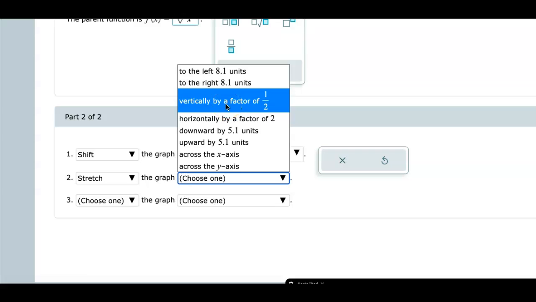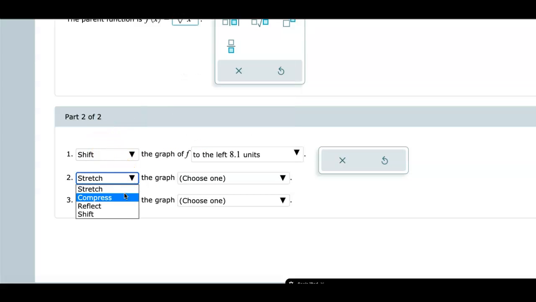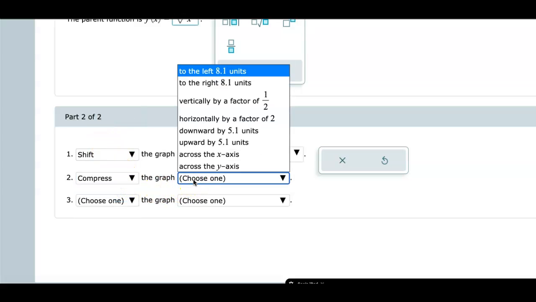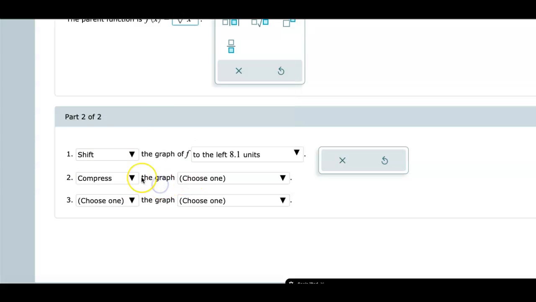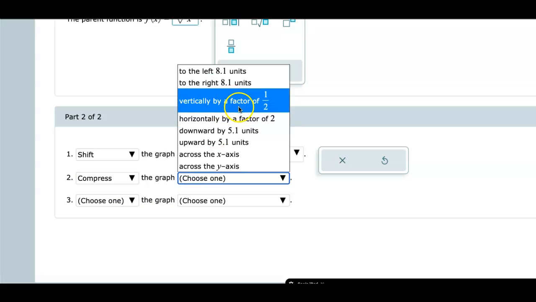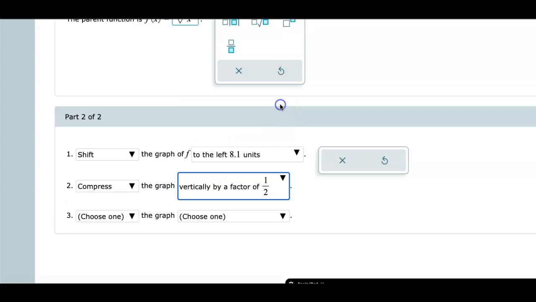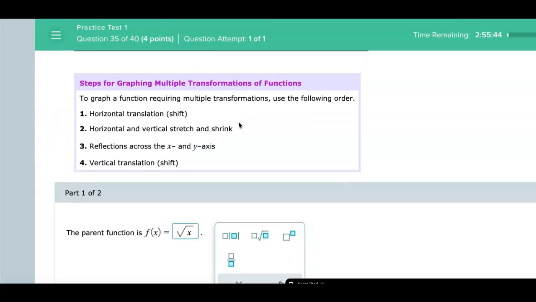No, that's this. Now this is especially tricky. I do want to go with the one that has a factor of 1/2, but do I have to do the compress then? You know what, I'll do that. If I'm wrong, I'll come back and do it again. I'll say compress, so making it like flatter, right? Compress the graph vertically by a factor of 1/2. I'll go with that.